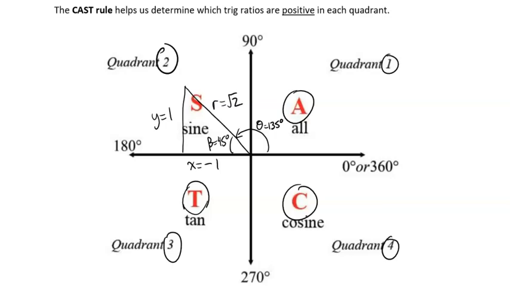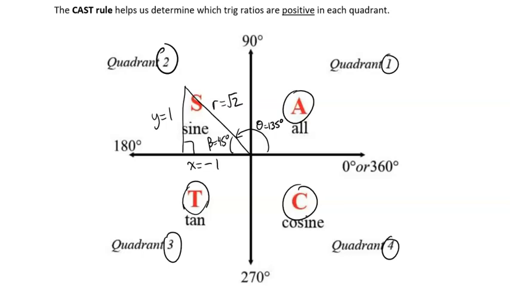Again, the r value being the length of the terminal arm is always going to be a positive value. It's only the x and y that could be positive or negative. Now, because this is 45 degrees, that's why the ratios simplify down to that. Obviously, if we used a different angle like 30 or 60, or any related acute angle in that second quadrant, we're going to get different numbers for the sides. But what I'm interested in here is what the ratios' signs are, positive or negative.